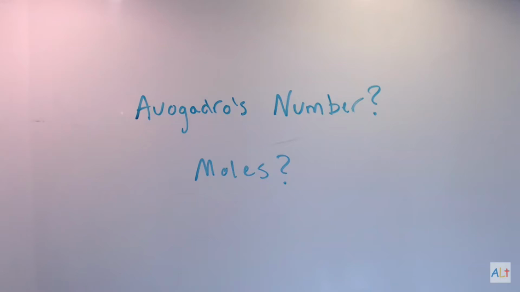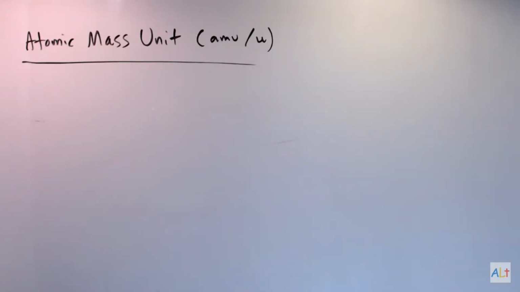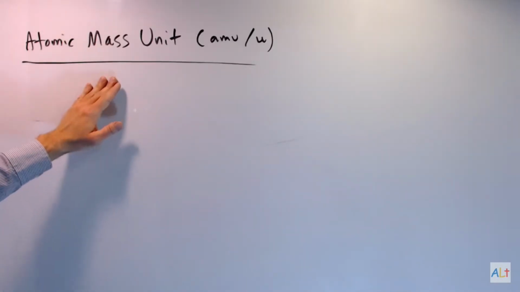So if you're like many people, you have been asking, what exactly is Avogadro's number? What exactly is a mole? And what are they good for? Let's find out. Well, it all starts with the atomic mass unit.